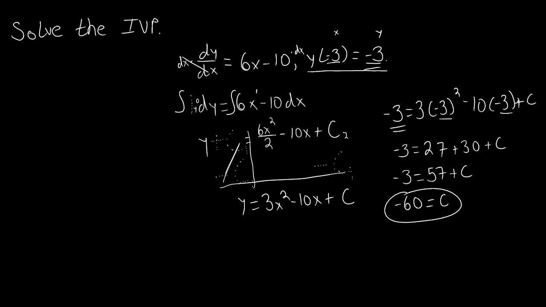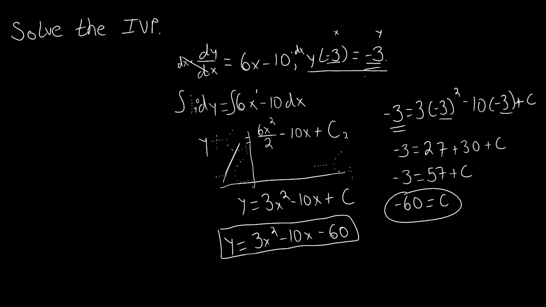So now that we've found the c value that allows our antiderivative to satisfy this initial value condition, we're going to plug this back into our general antiderivative to give us the specific antiderivative for this initial value, thus solving the initial value problem. So we get y equals 3x squared minus 10x minus 60. So what this means is that this solution, this quadratic, if we were to graph it, would satisfy this condition. It would go through the point negative 3, negative 3.